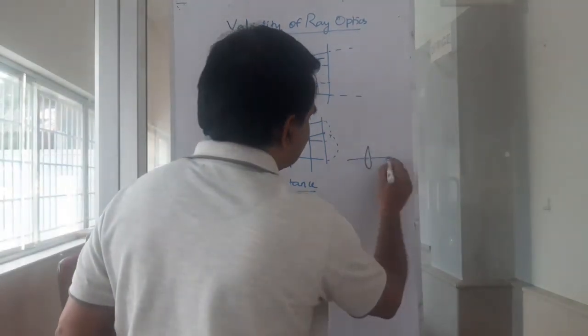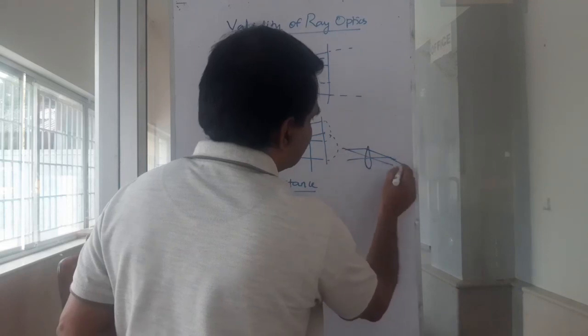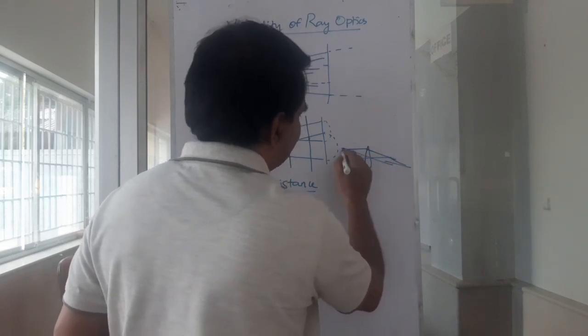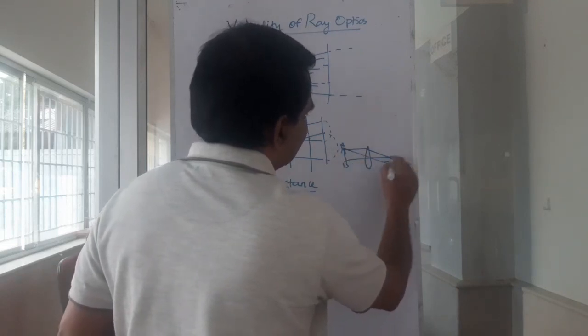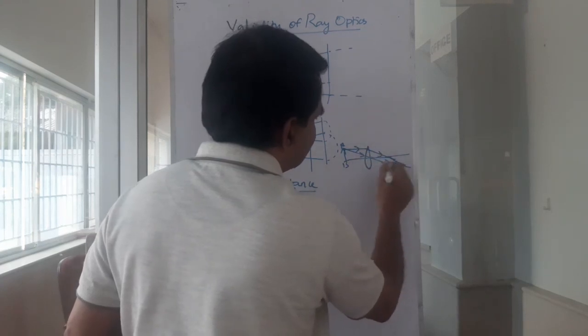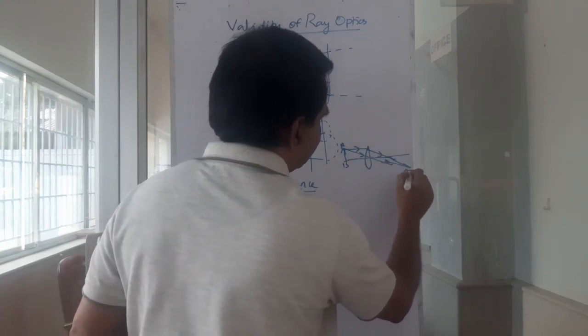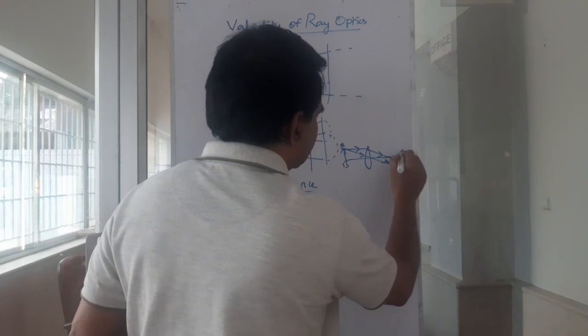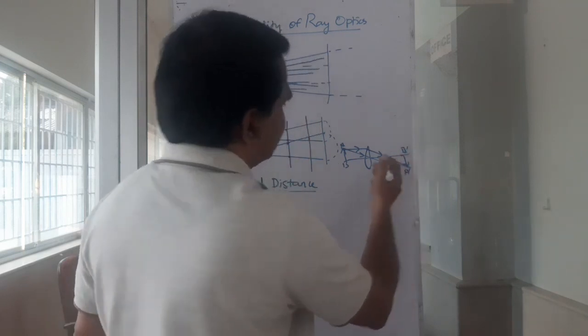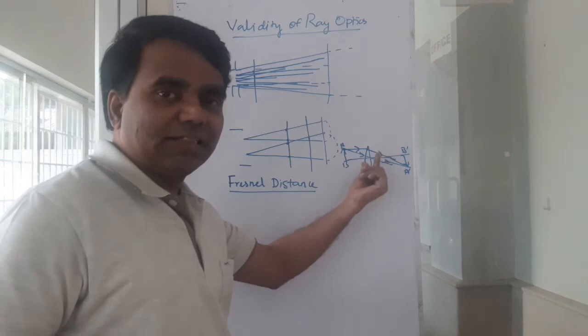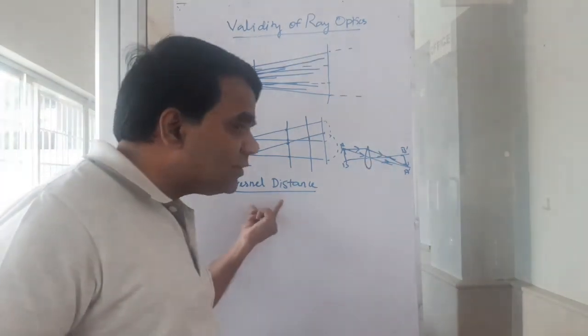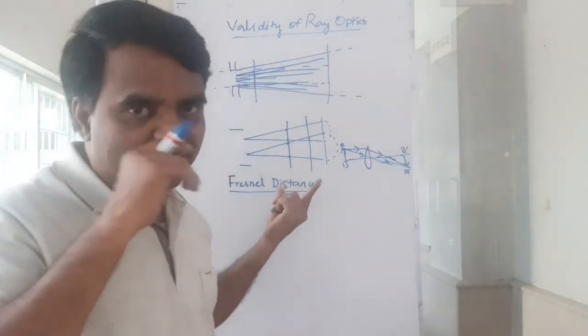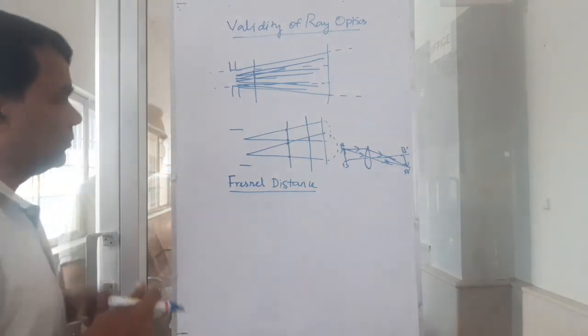And within that, you are justified in using these diagrams. This is the object, A, B, and then you get the image right here, and this is A dash, and this will be B dash, all that. But this can be used only within the Fresnel distance. Keep that in mind. Then how do you calculate that?